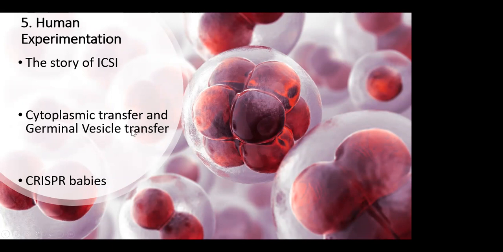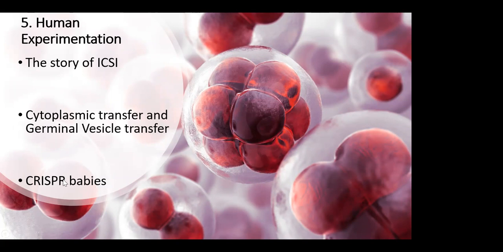You're essentially producing an individual from 3 people. So the genetic material still comes from the man and the woman, the father and the mother. However, the cytoplasm with mitochondrial DNA is also a part of that individual. So we don't know what the long-term consequences of that are.